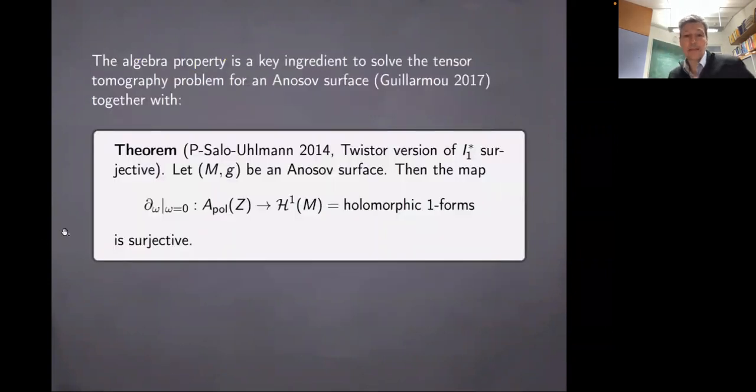And this is exactly what happened. And the key result in the Anosov case at the time that solved the tensor tomography for an Anosov surface was the analog of the Pestov-Uhlmann result.